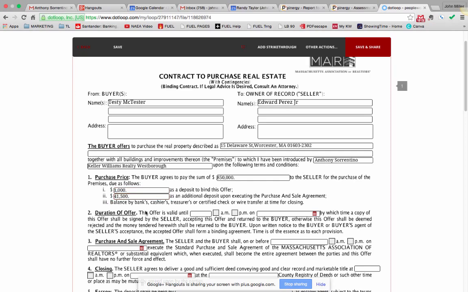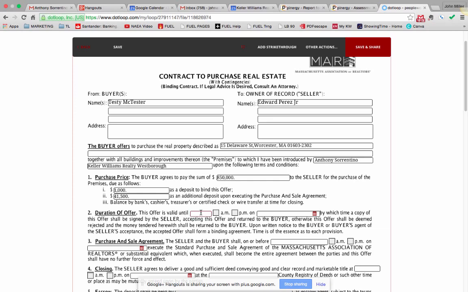All right, so let's jump down to the balance. You have an $850,000 purchase price. You're putting down as a deposit $42,500. Right. Well, what about the rest of the money? Well, the balance is by bank, cashier's, treasurer's, or certified check or wire transfer at time of closing. So whatever's left over between here and here, you still owe the seller $150,000. You're putting up this much up front, and the rest is coming from somewhere else. Okay? Right.